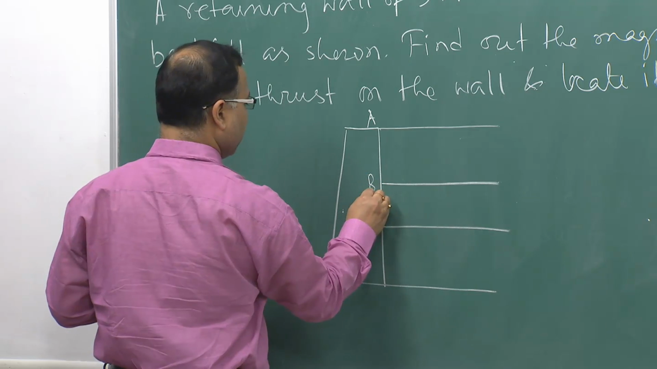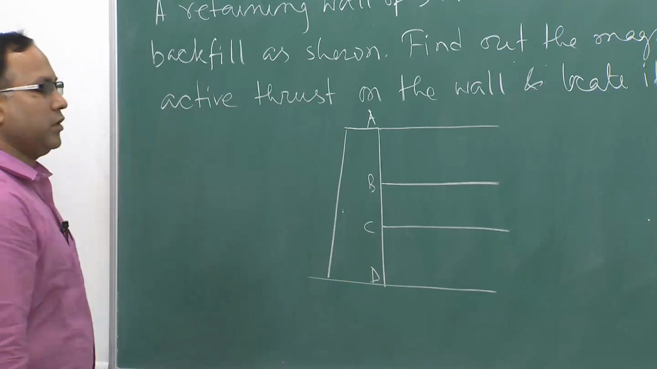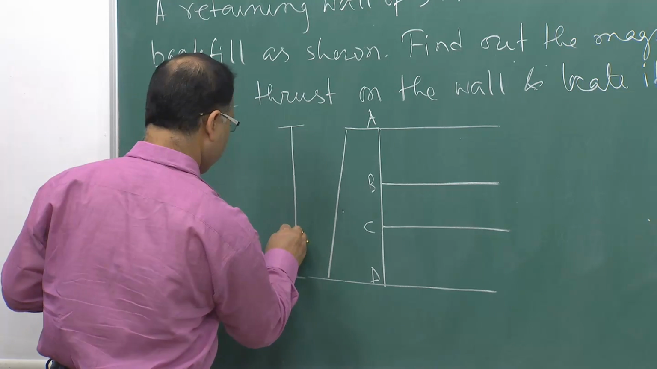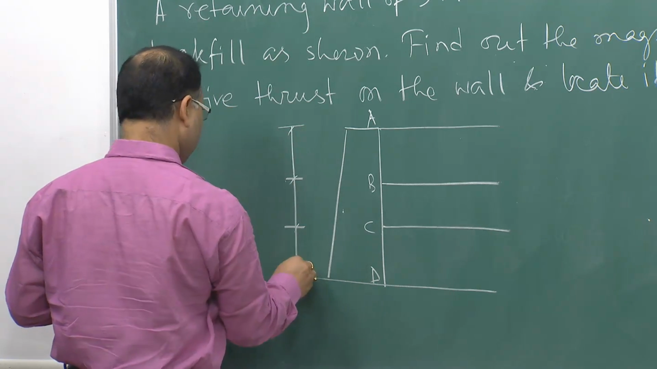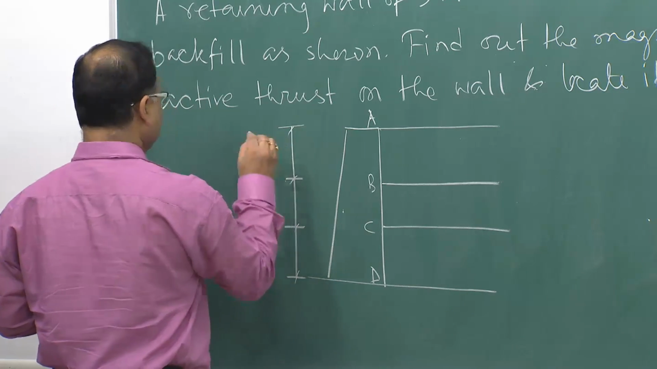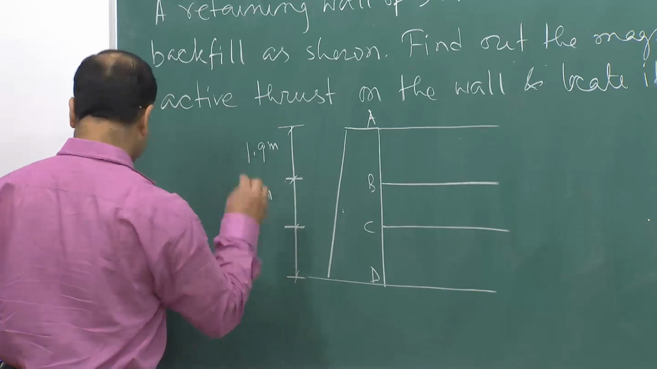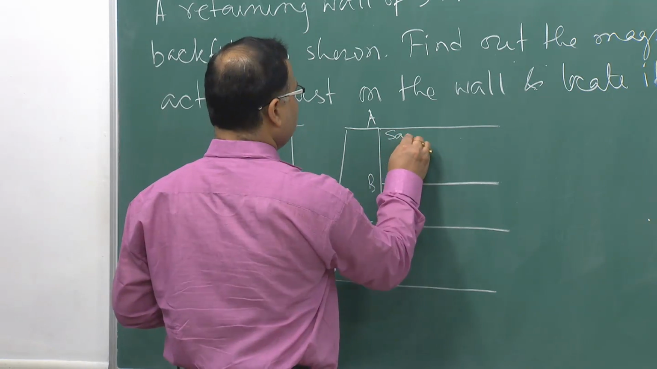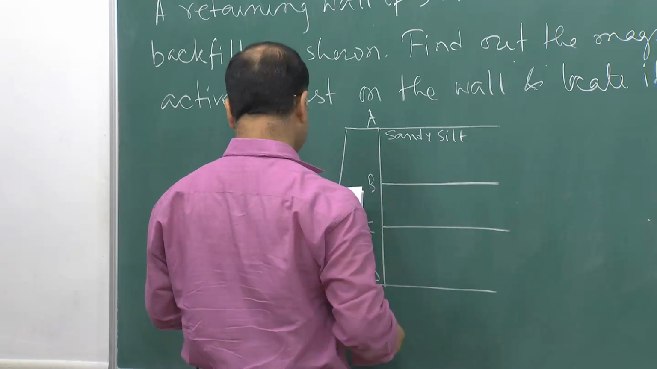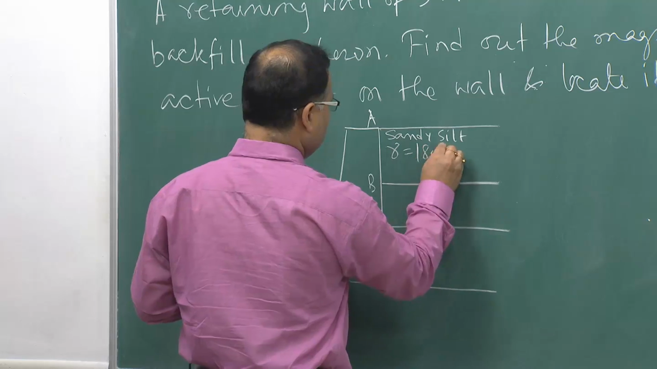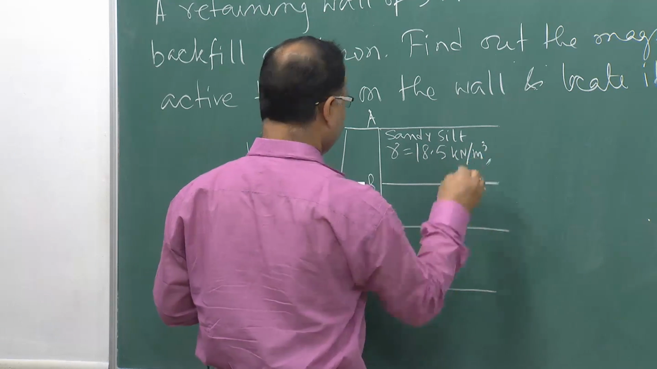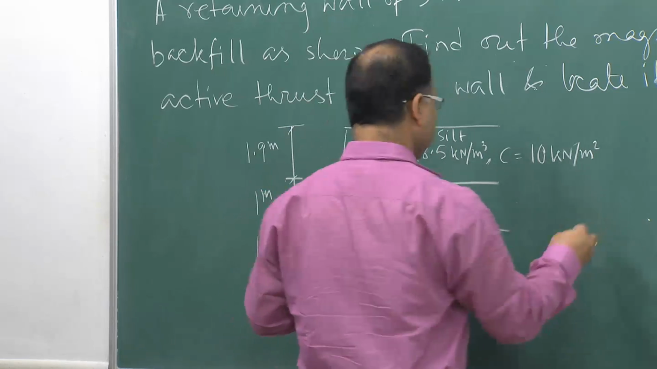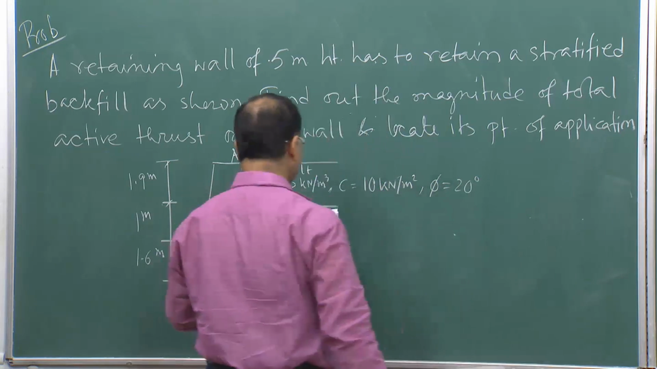So, this is point A, B, C and D. So, you have 3 different stratum. Depth of top stratum is 1.9 meter, then second layer is 1 meter and third layer is 1.6 meter. And this is your sandy silt, which will be having gamma equal to 18.5 kilonewton per meter cube, C equal to 10 kilonewton per meter square and phi equal to 20 degree.